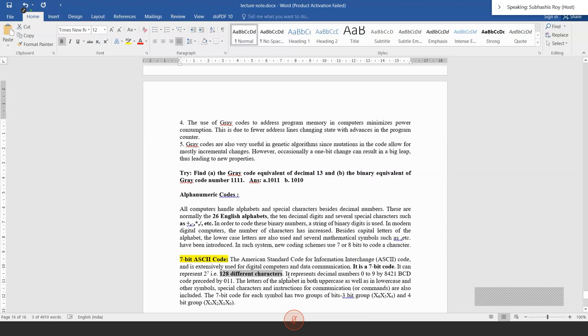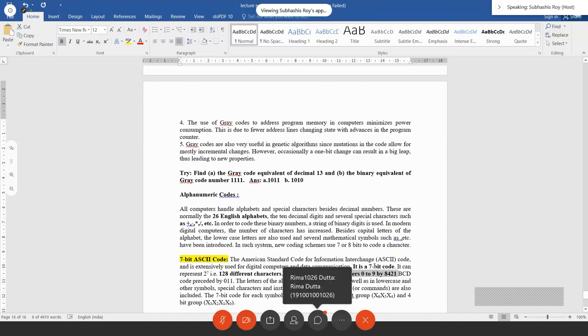Among those characters, there are decimal numbers. For decimal numbers, we know that only 4 bits are required, but here it is 7 bits. So what about the other 3 bits? The other 3 bits are always 011 for any BCD number. That is written here, and the alphabets, uppercase, lowercase, and other symbols are represented in this format.